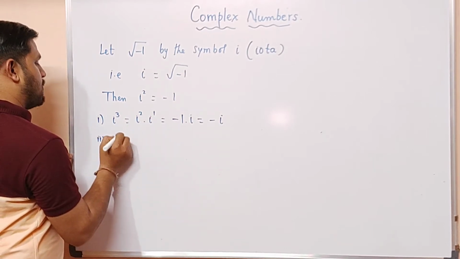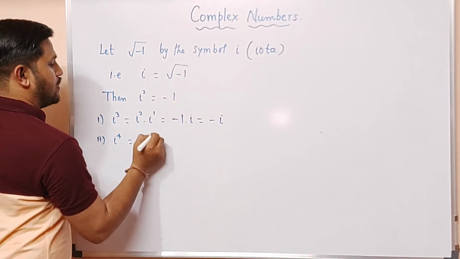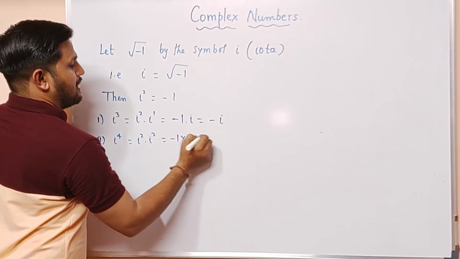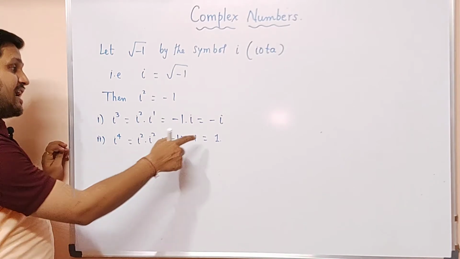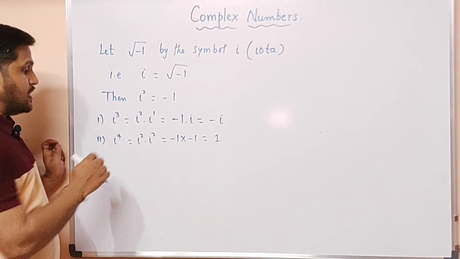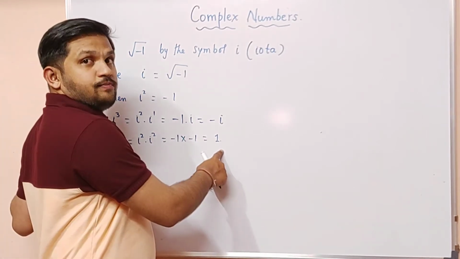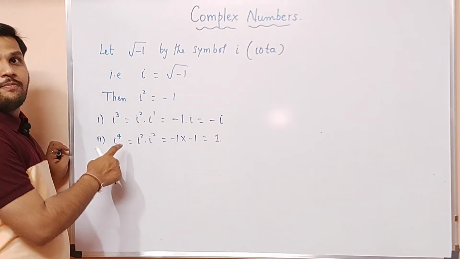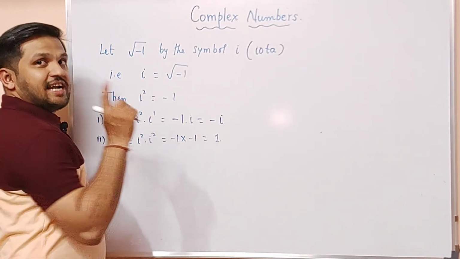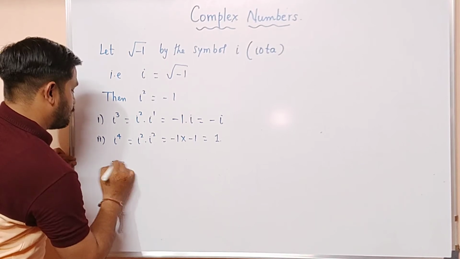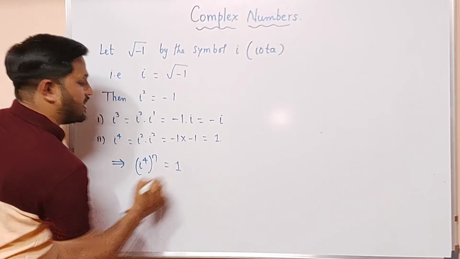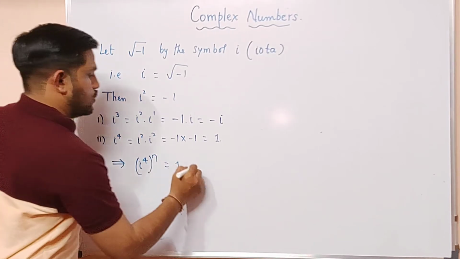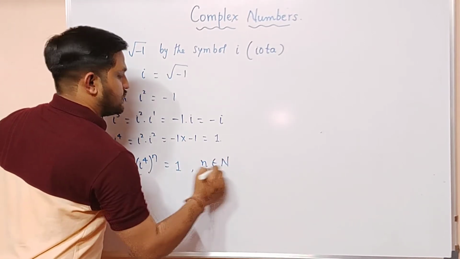So then what about i power 4? It is i square into i square, minus 1 into minus 1, which is plus 1. So here we got one standard piece of information: i power 4 is 1. That means if I take any multiple of 4, I will always get 1. So therefore, I can write (i power 4) whole power n is always 1, where n belongs to natural numbers.